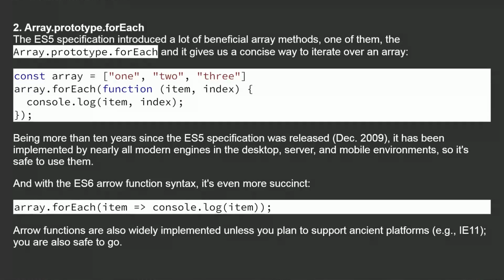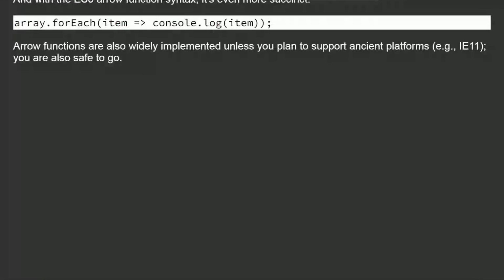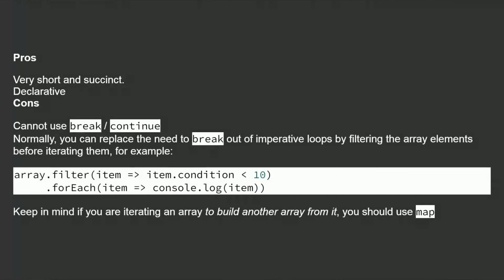And with the ES6 arrow function syntax, it's even more succinct. Arrow functions are also widely implemented unless you plan to support ancient platforms. For example, if you need IE11, you are also safe to go. Pros. Very short and succinct. Declarative. Cons. Cannot use break or continue.